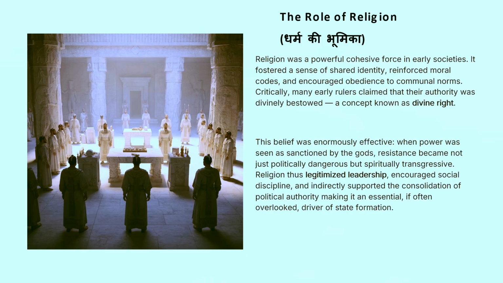Second, religion. Religion played a crucial role in early societies. It helped maintain unity and discipline among people. Many early rulers claimed that their authority was given by divine powers. This belief made people more obedient and helped establish strong leadership. Religion, therefore, indirectly supported the development of political authority.